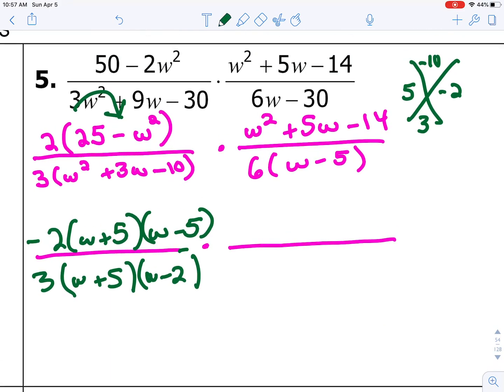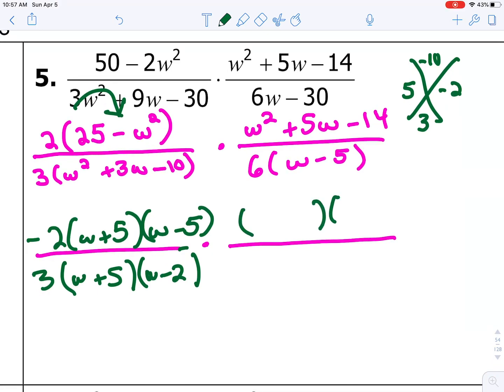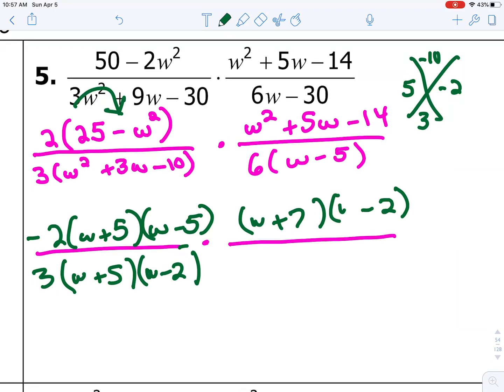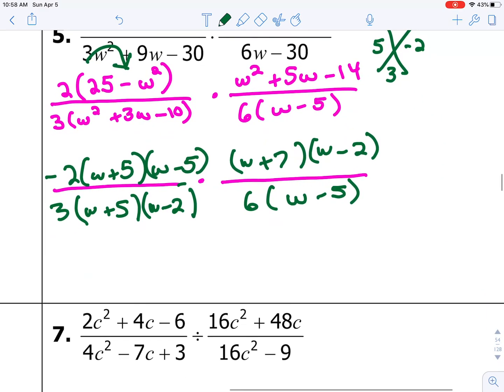So for the other side, we are multiplying to negative 14 and adding to 5. So that would be 7 and negative 2. So this is going to become x plus 7, x minus 2. Not x though, of course. Again, out of habit, writing the wrong letter. So it'll be w, and it will be w. Okay. Very, very good. Now we have the bottom right as 6, and then w, got it right this time, minus 5.